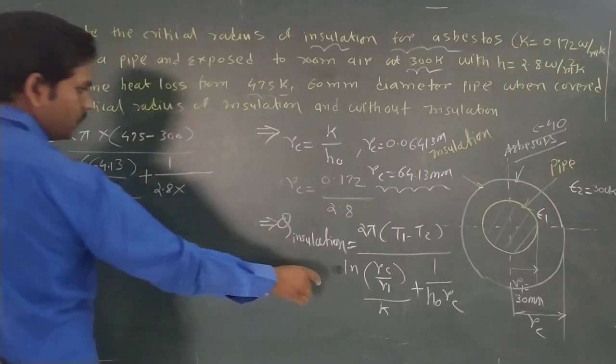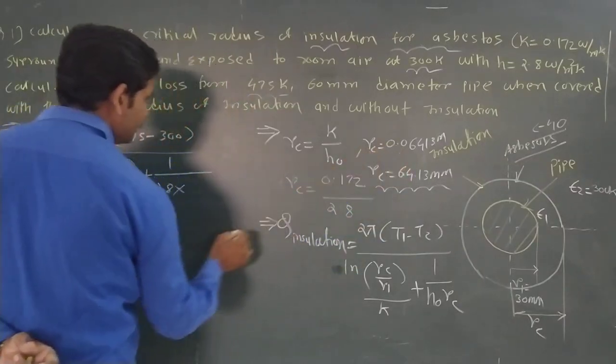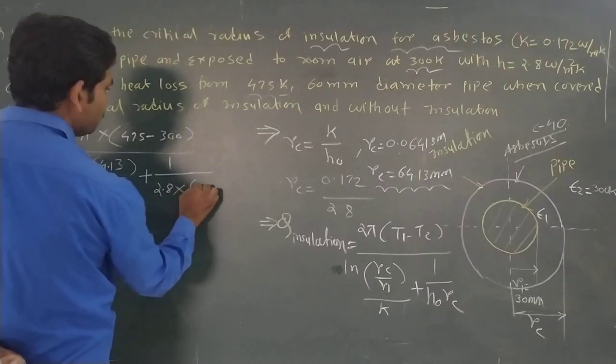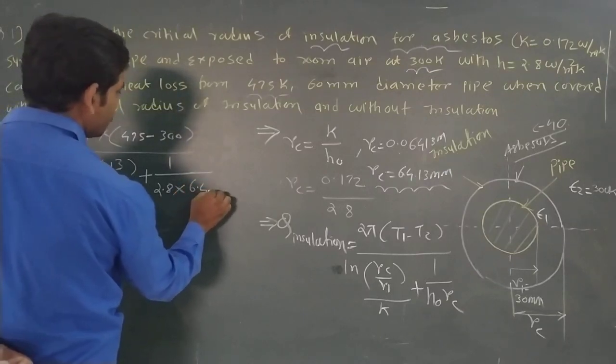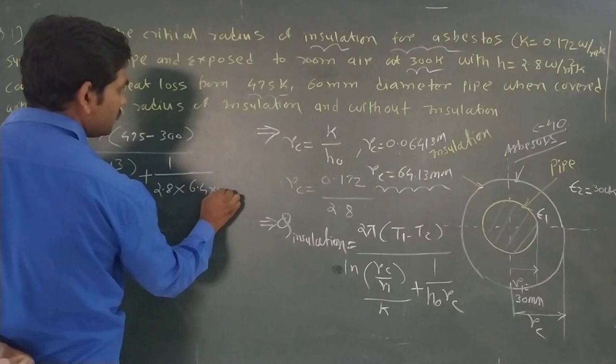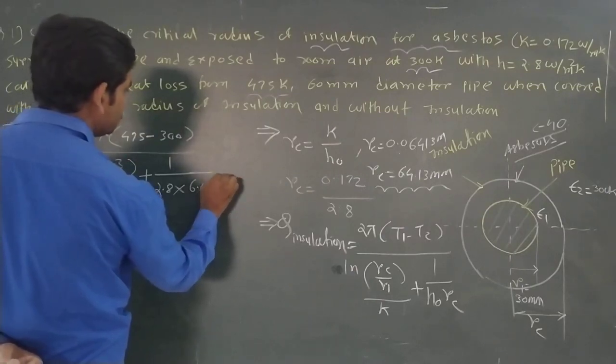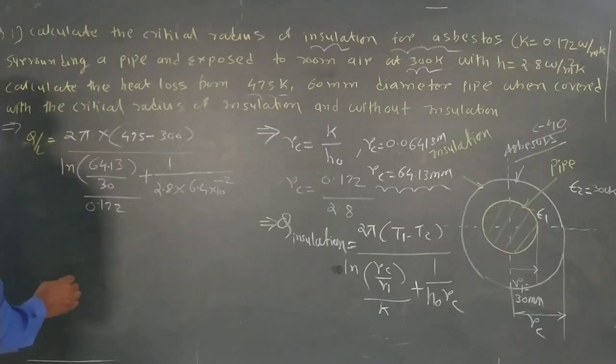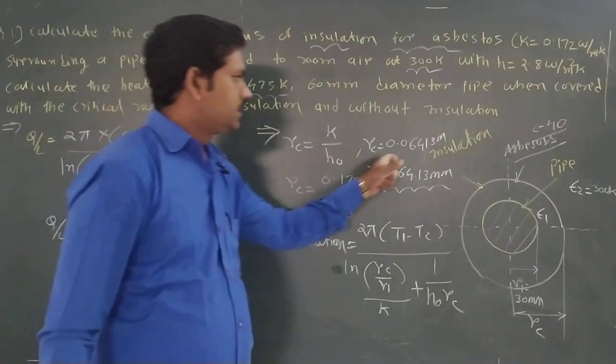So here I put the value of RC in meter. This one, so it is 6.4 into 10 to the power minus 2, guys. So you solve Q by L is equal to how much? Do the calculation on the calculator.